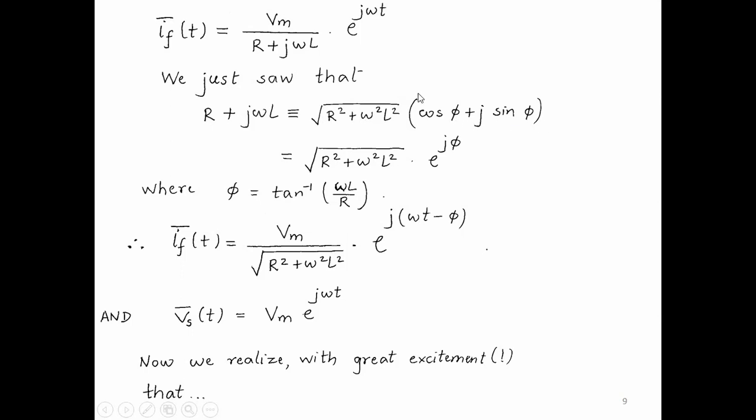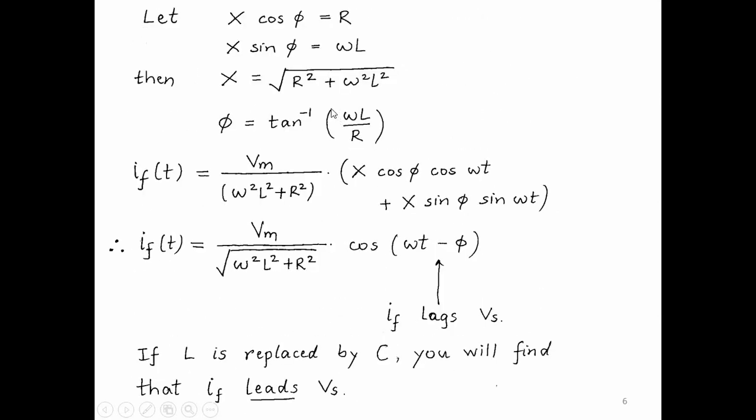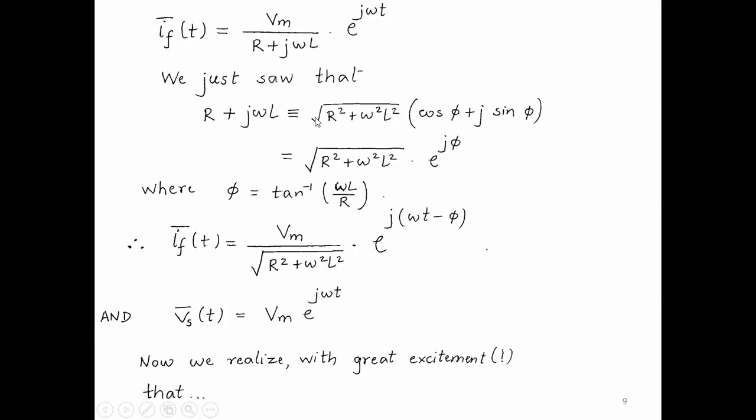Okay, am I making sense? R plus j omega L is x cos phi plus jx sin phi, where x is the magnitude and phi is the phase. So now it makes sense. We take x out, and cos phi plus j sin phi, using Euler's identity, can be written as e raised to j phi, where phi is equal to tan inverse of omega L by R.